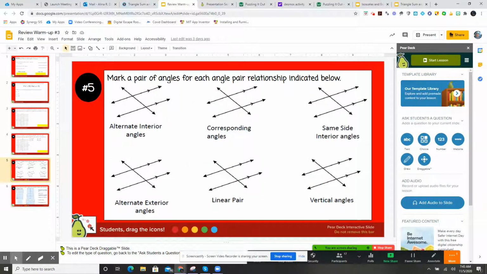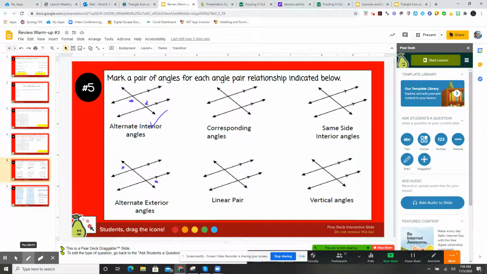You guys tell me whether I did this correctly. Can I put dots for alternate interior angles here and here? Why not? That's exterior. That is exterior. So these guys need to go here. I'm going to erase these and try again. How about here and here? Does that work? Yes, excellent.